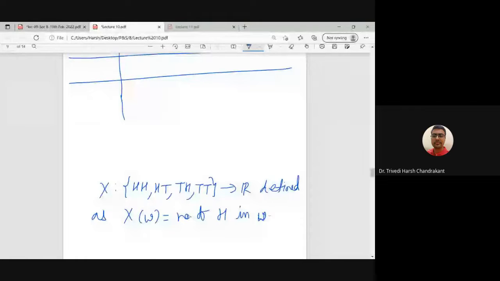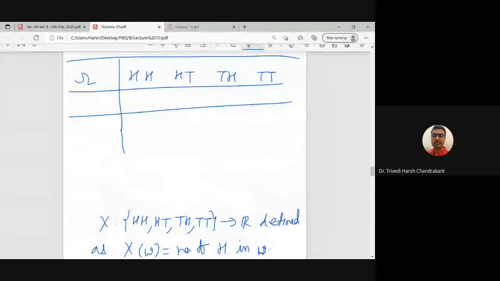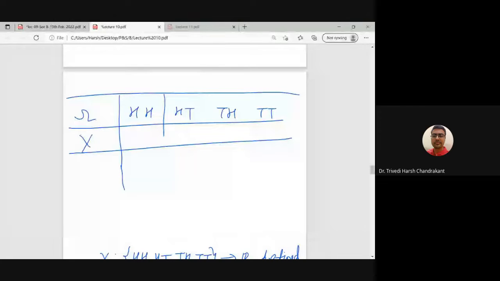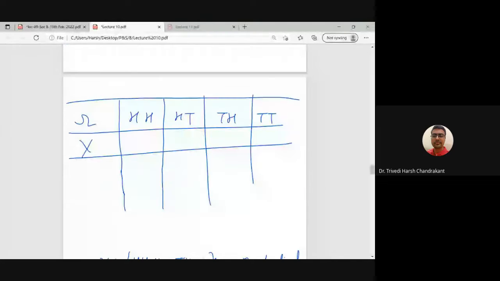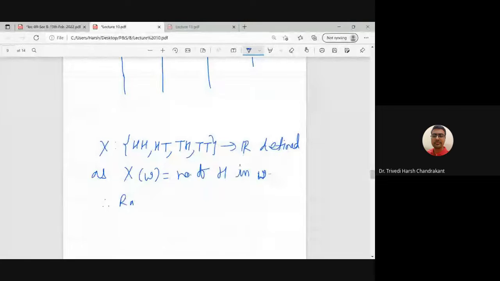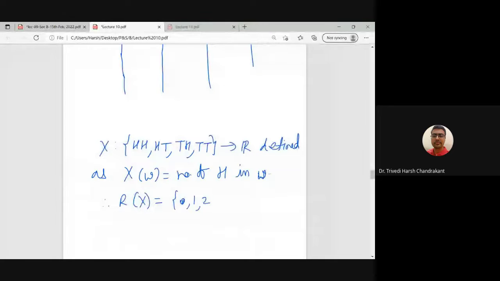Right. So basically, each of these is W. This 4 is a W. So what is X of HH? Number of heads. So number of heads in HH, we know that there are 2 heads, and in this we have 1 head, and 0 head, right? So that means what is the range of X? Range of X is either 0, 1 or 2.